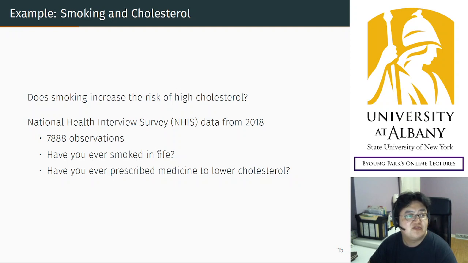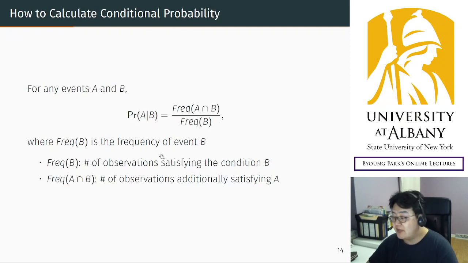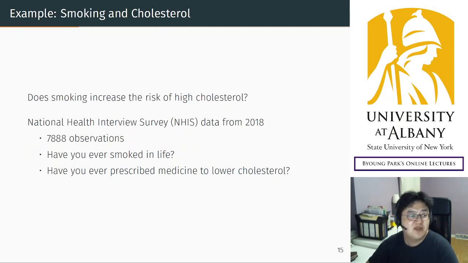It should not be confusing. So in the next video, I will use more realistic, actual data: whether smoking increases the risk of high cholesterol or not.